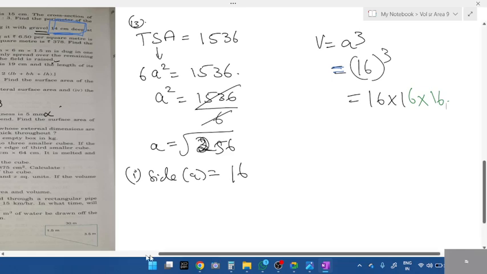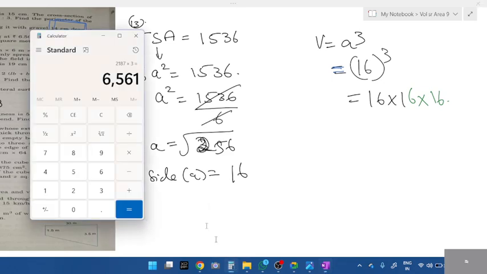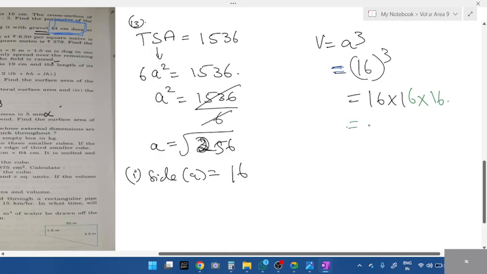16 into 16. I think this is lengthy. I'll just do it. 16, 256 into 16. What's the answer? 4096. 4096 centimeter cube, students. For volume, it is always cube.